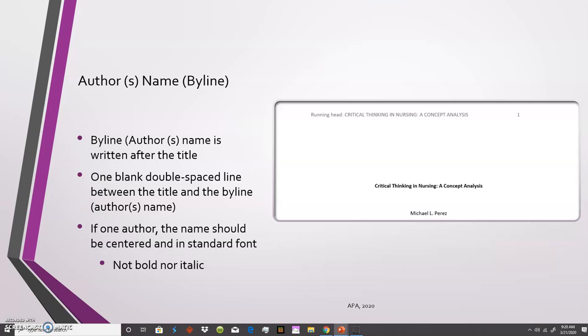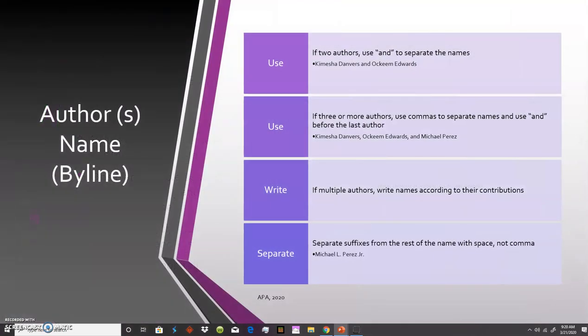So if there is one author, the author should be centered and in standard font. The author name should not be bold and it should not be italic. Now, if there is more than one author, then they should be separated by a comma. Or if there are more than 2 authors, then you will have the word and before the last author.